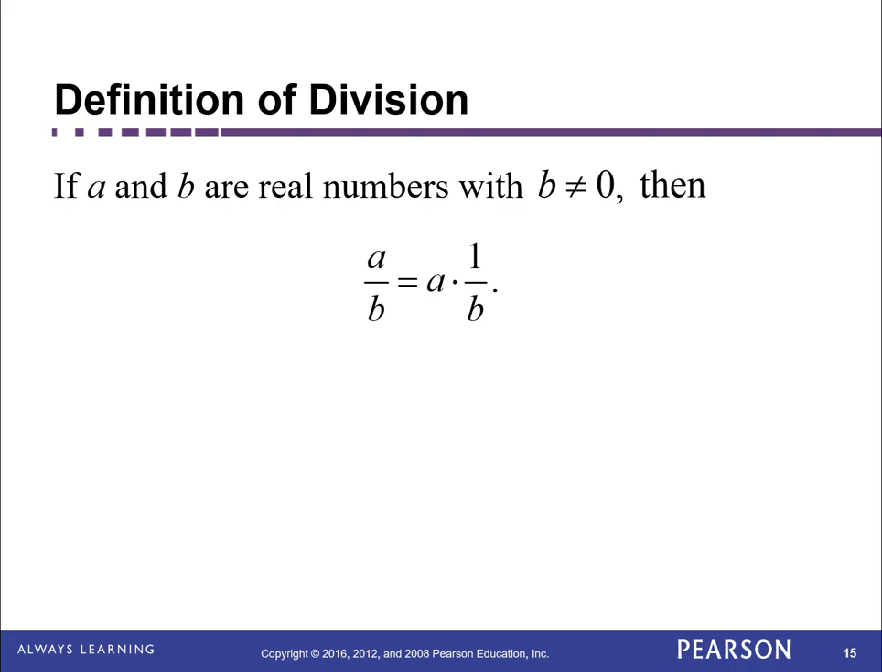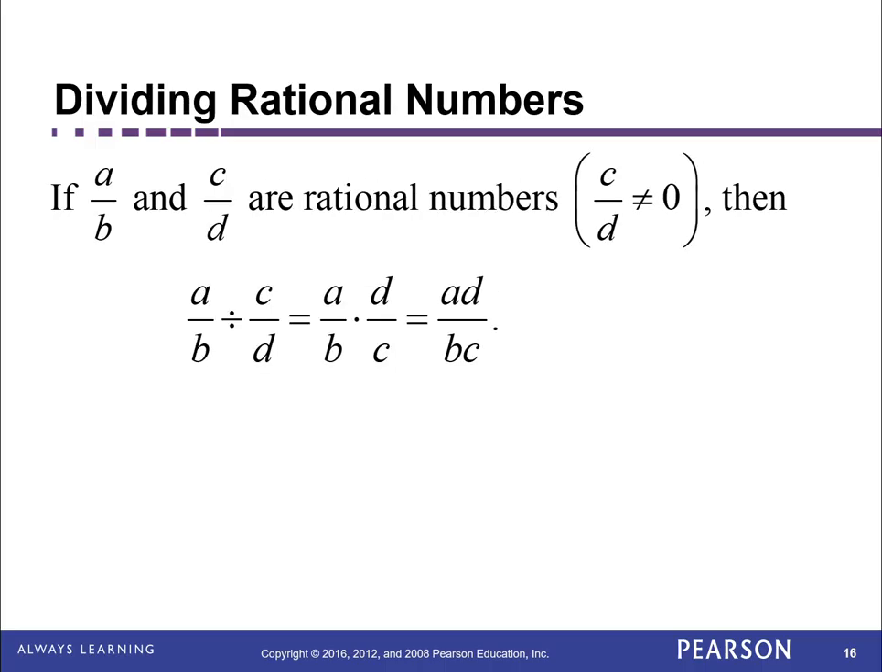If a and b are real numbers with b not equal to 0, then a over b is the same thing as a times 1 over b. And if a over b and c over d are rational numbers, and c over d is not equal to 0, then a over b divided by c over d is equal to a over b times d over c, which equals AD over BC.